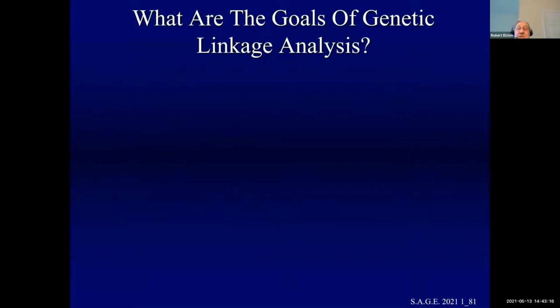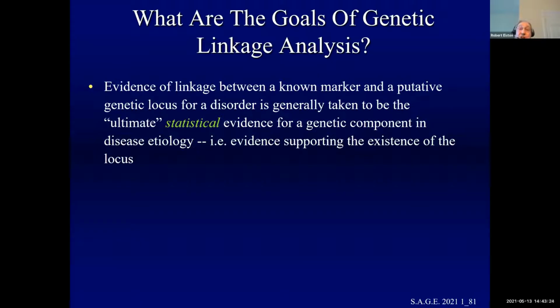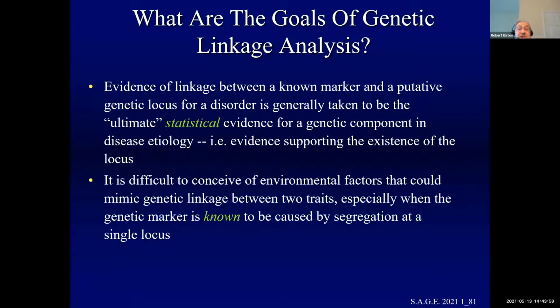So what are the goals of linkage analysis? Well, evidence for linkage between a known marker, which you know is genetic, and a putative genetic locus for a disorder is generally taken to be the ultimate statistical evidence for a genetic component in disease etiology, i.e., evidence supporting the existence of this locus, and for there being somewhere in that neighborhood a locus that is usually monogenic. The whole point is that it's difficult to conceive of environmental factors that could mimic genetic linkage between two traits, especially when the genetic marker is known to be caused by segregation at a single locus.